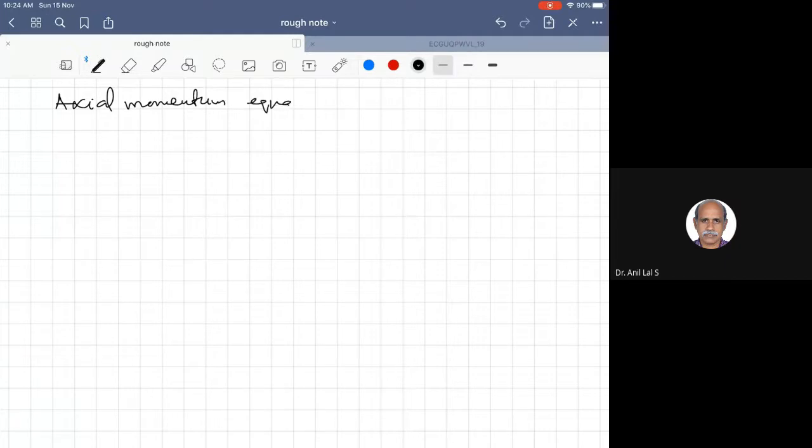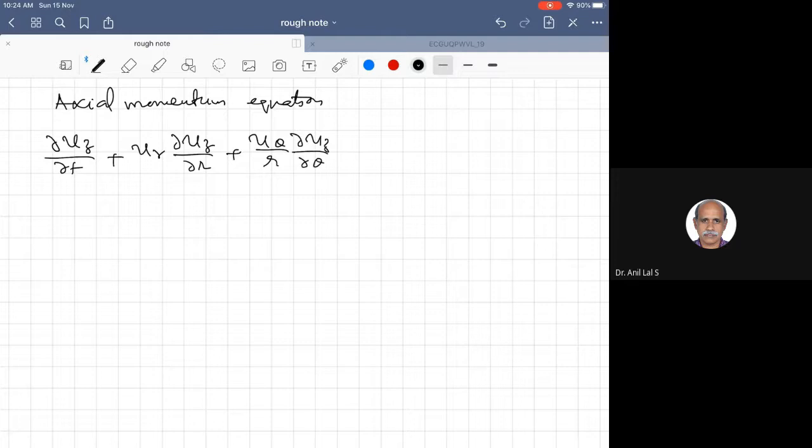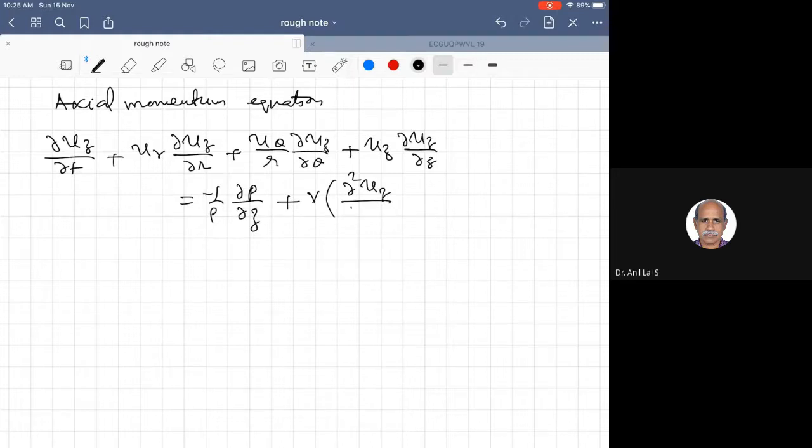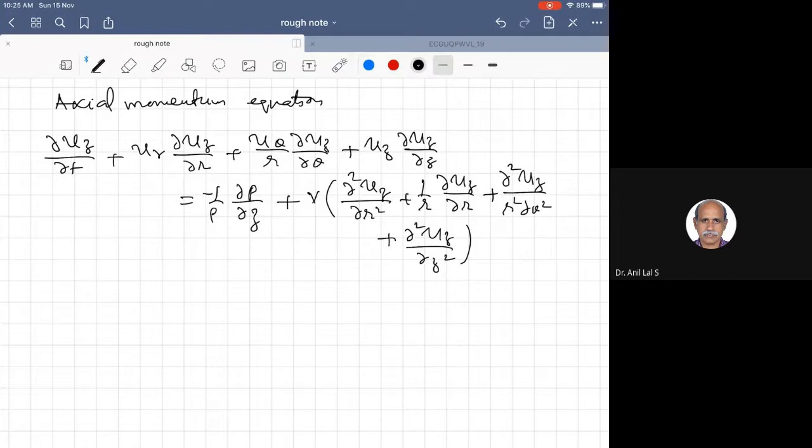The axial momentum equation: dou uz by dou t plus ur dou uz by dou r plus u theta by r dou uz by dou theta plus uz dou uz by dou z is equal to minus 1 by rho dou p by dou z plus nu into dou squared uz by dou r squared plus 1 by r dou uz by dou r plus 1 by r squared dou squared uz by dou theta squared plus dou squared uz by dou z squared. So this is the z axial momentum equation.